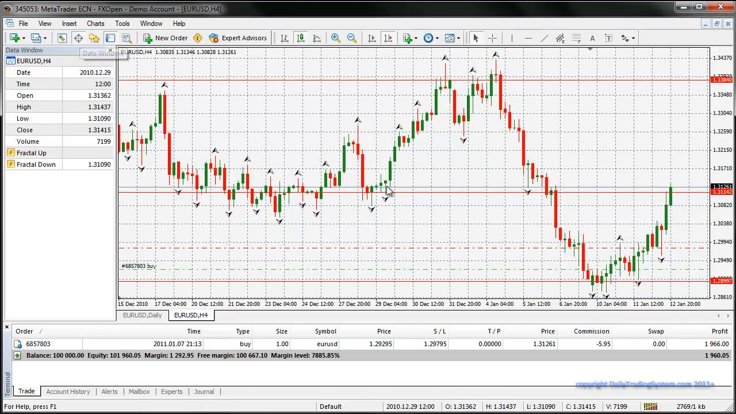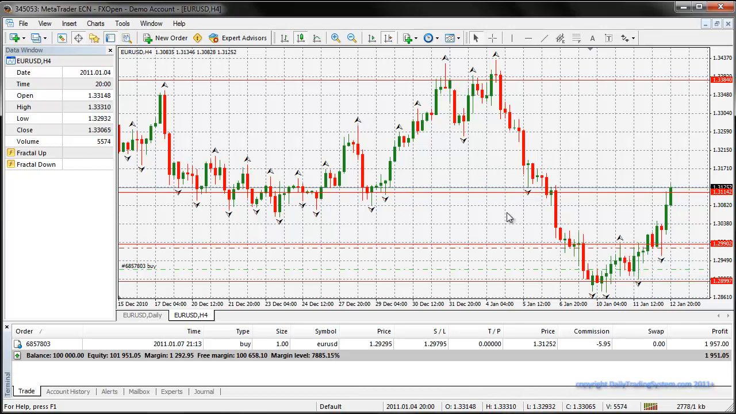data window here, and then I can hover over this particular candle, and you can see that it's a fractal up, and the fractal up is registered at 129.908. So it's around about, give or take a few tenths of a pip. Alright, so it's around about there. So that's my point at which I'll go long.